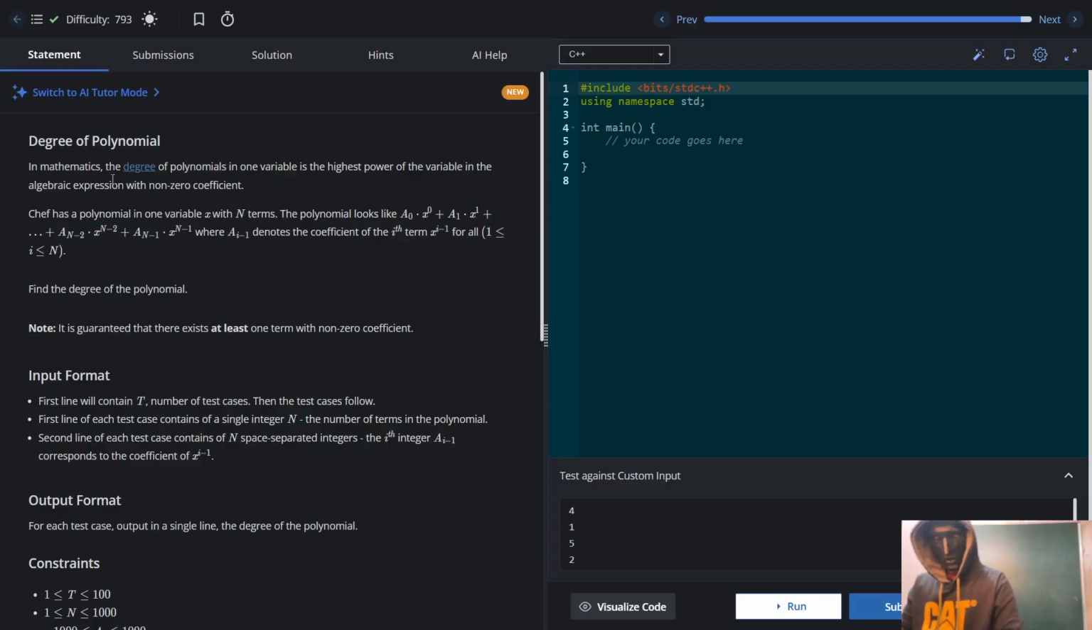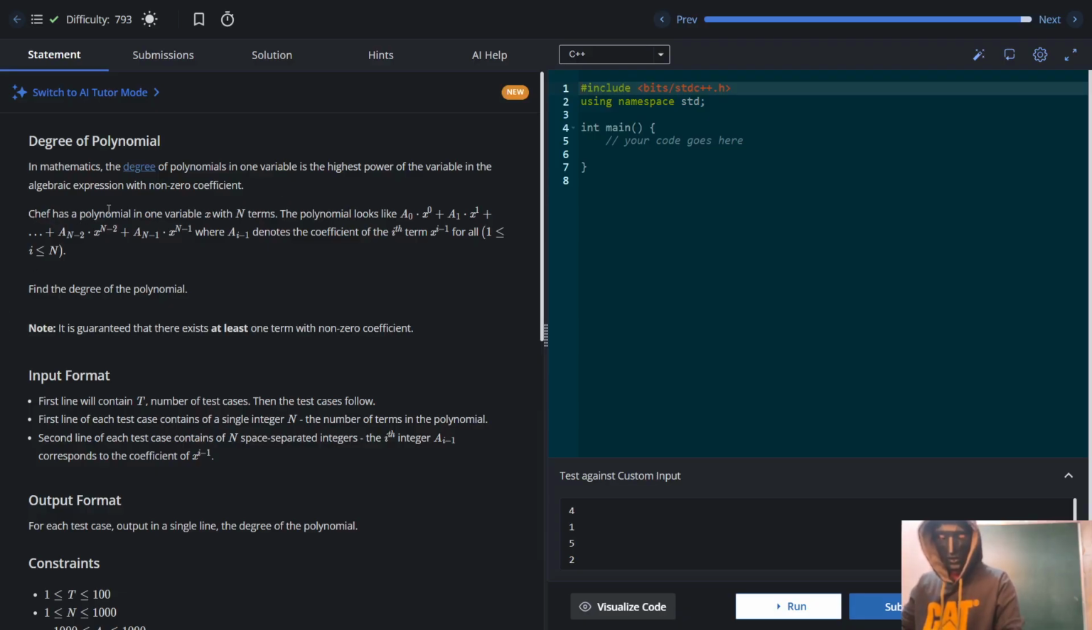So in mathematics the degree of polynomials in one variable is the highest power of the variable in the algebraic expression with non-zero coefficient. I think this is the mathematical definition, but don't worry, I'll be telling you on the board, so it will be crystal clear.